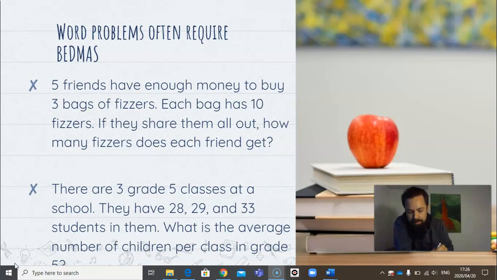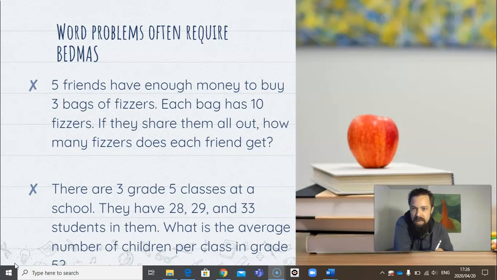Five friends. I'm going to jot down the numbers as we go. 5 friends. Each have enough money together to buy 3 bags of fizzes. 3 bags of fizzes. Feeling hungry for sweets now. 5 friends, 3 bags of fizzes. Wish they were my friends.